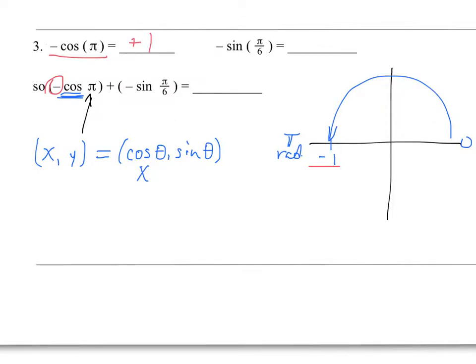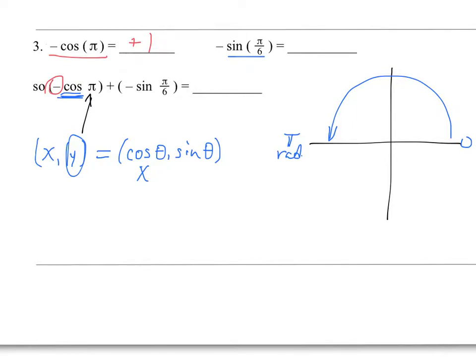So let's move on to the other part. Looking at the other part, negative sine pi/6. Well, where is sine of pi/6? If cosine is the x value, then sine is the y value. So let's go in and find out where pi/6 is. Again, I think I'll just stick with radians for the time being.